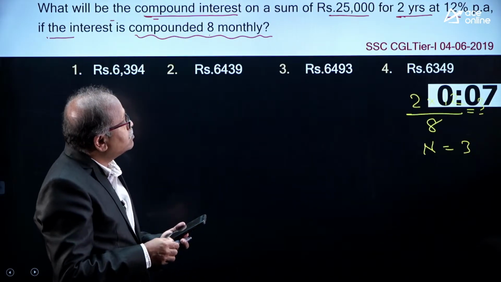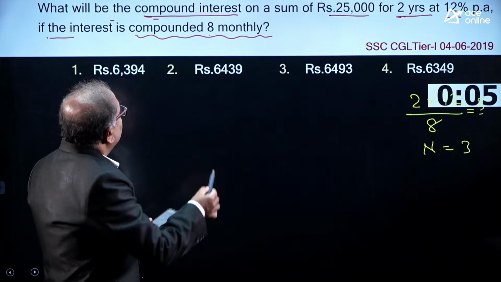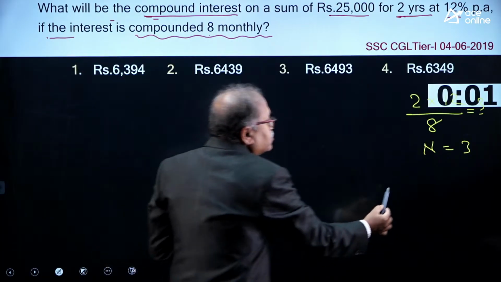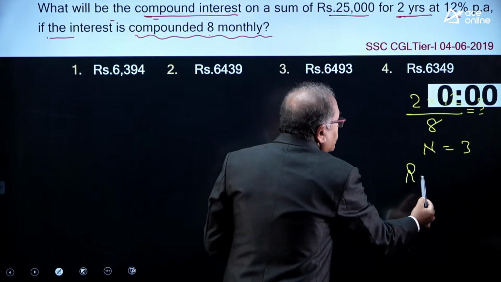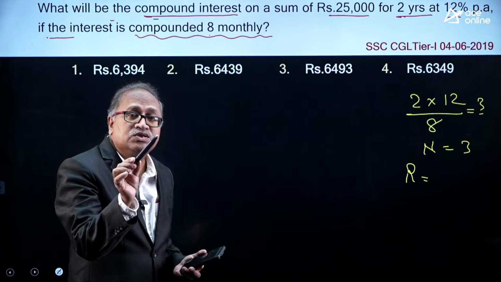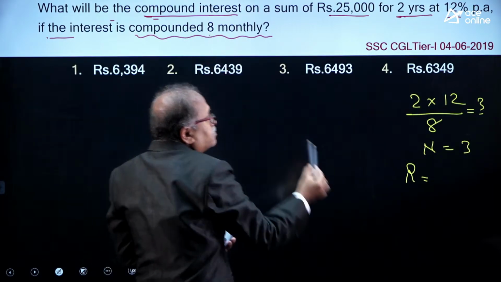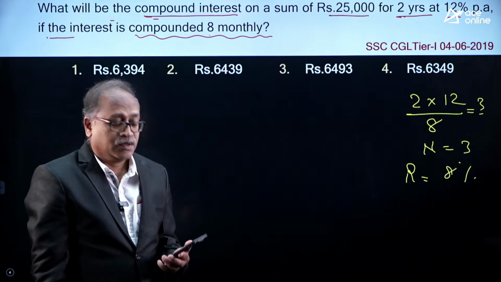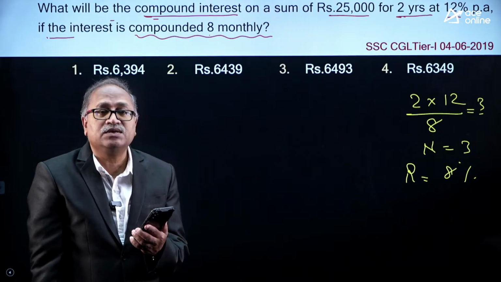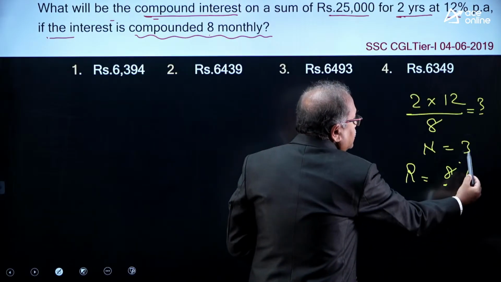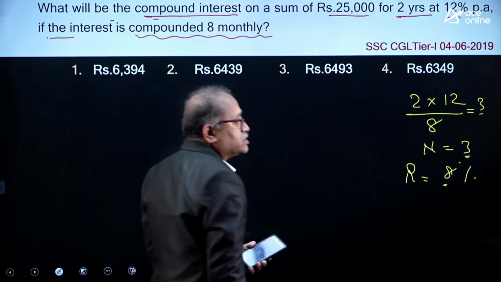So, 25,000 at 12% per annum, but for 8 months, you also need to find out the rate of interest. For 12% per annum, for 12 months it is 12%, then for 8 months it has to be 8%. So, these are the changes we need to consider: the rate of interest is 8 and the n value is 3.